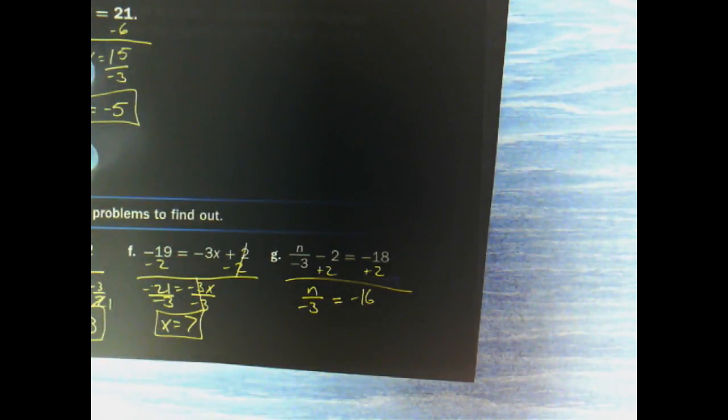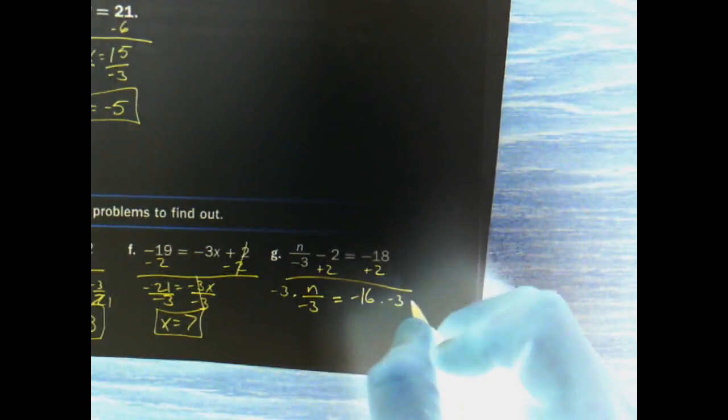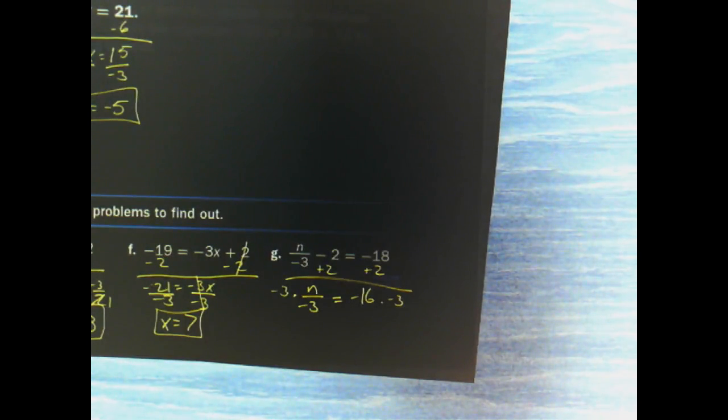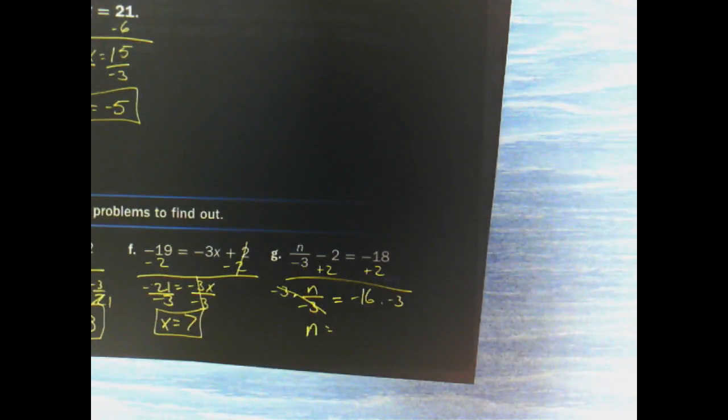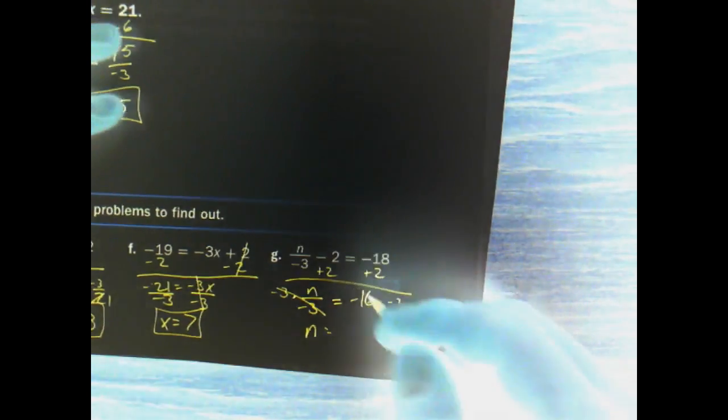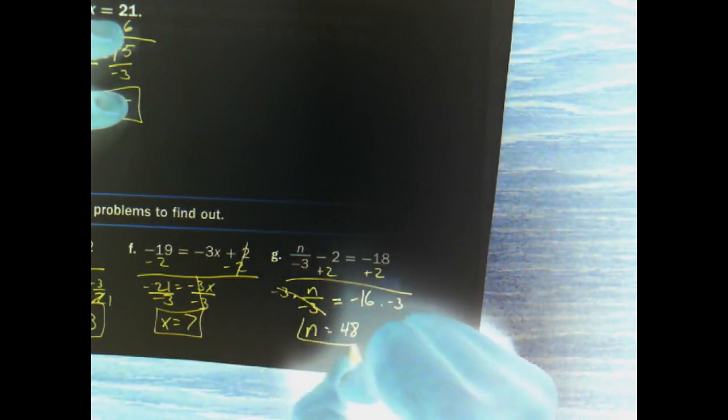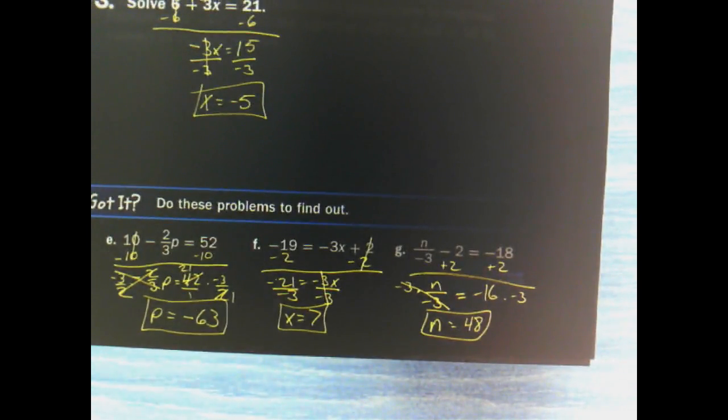So the inverse operation to division is multiplication, and I multiply by a negative 3. So on the left side here, our 3's cancel, and n will equal negative times a negative is a positive, so it is just 16 times 3, which is 48. A positive 48. So those are E, F, and G.